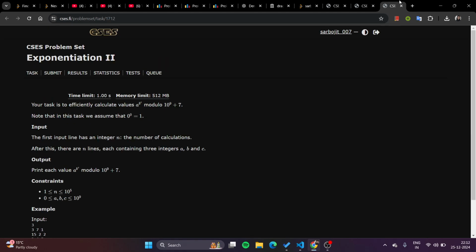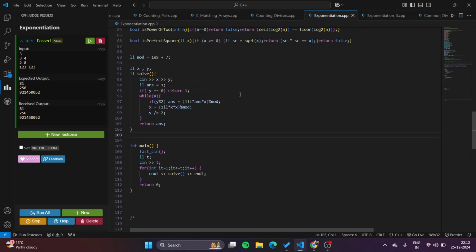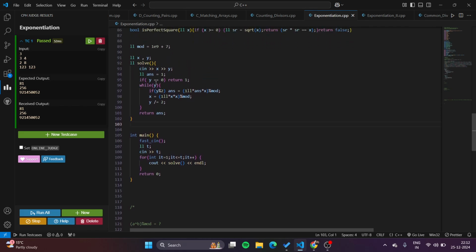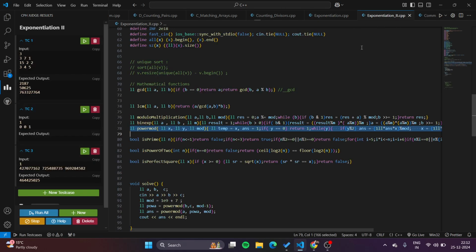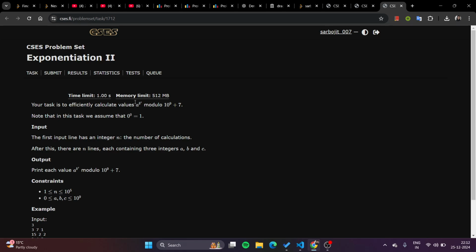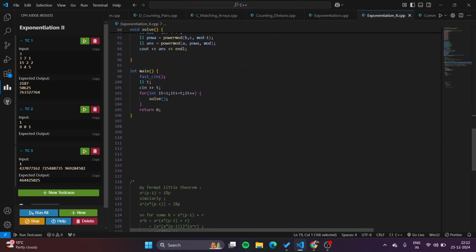Now I'll explain this other problem, exponentiation 2. Here you're supposed to find a raised to power b raised to power c modulo 10 raised to power 9 plus 7. And again, 0 raised to power 0 is 1. First of all, you know how to find a raised to power b modulo something. For this problem, the main issue is that you've been given the modulo for the whole thing, a raised to power b raised to power c, and then you need to take a modulo.